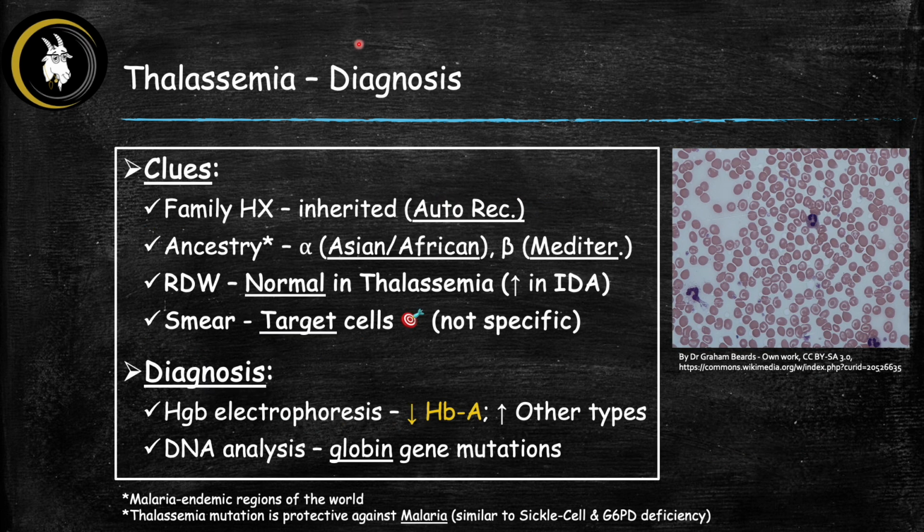Okay, so now let's talk about how to diagnose thalassemia. There are some clues here that can help. So first, this is an inherited autosomal recessive condition, so family history might be positive for thalassemia in that autosomal recessive pattern. Second is ancestry.